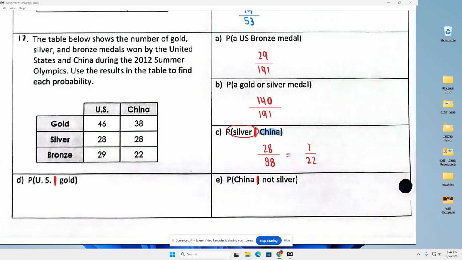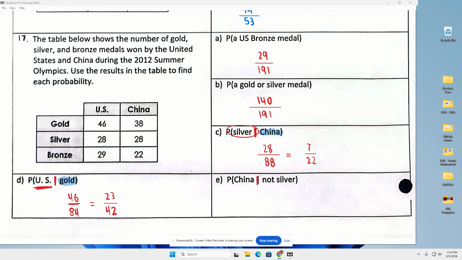Look at the next one. U.S., given that it's gold. So we're looking right here at this category of those who won gold. 46 plus 38 is 84 people. Now, out of those who won gold, how many are U.S.? That's what we're looking for. That's 46. So 46 over 84 reduces to 23 out of 42.